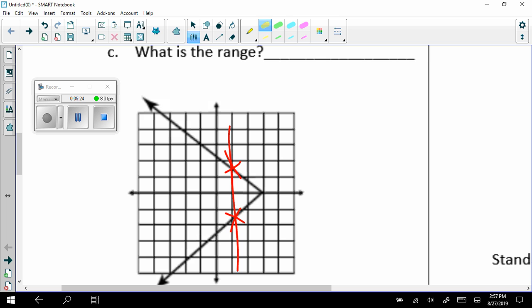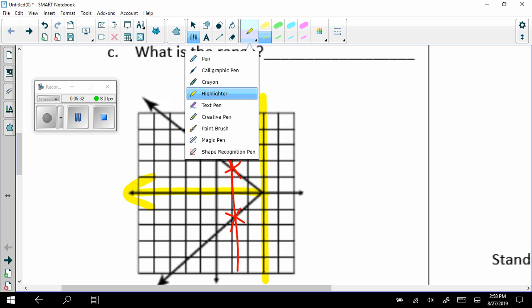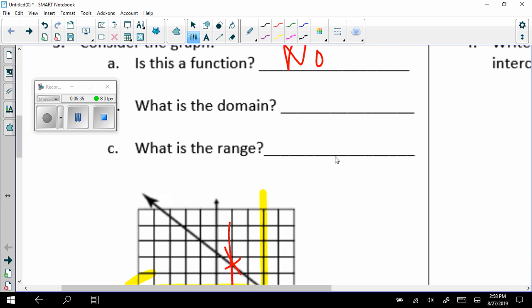Let me try that again. So it's going to be right there at 3 and this way. If I look at my x-axis there, that's telling me x is less than 3. So one way to write it is x is less than or equal to 3. The interval notation would be negative infinity to 3 with a bracket.